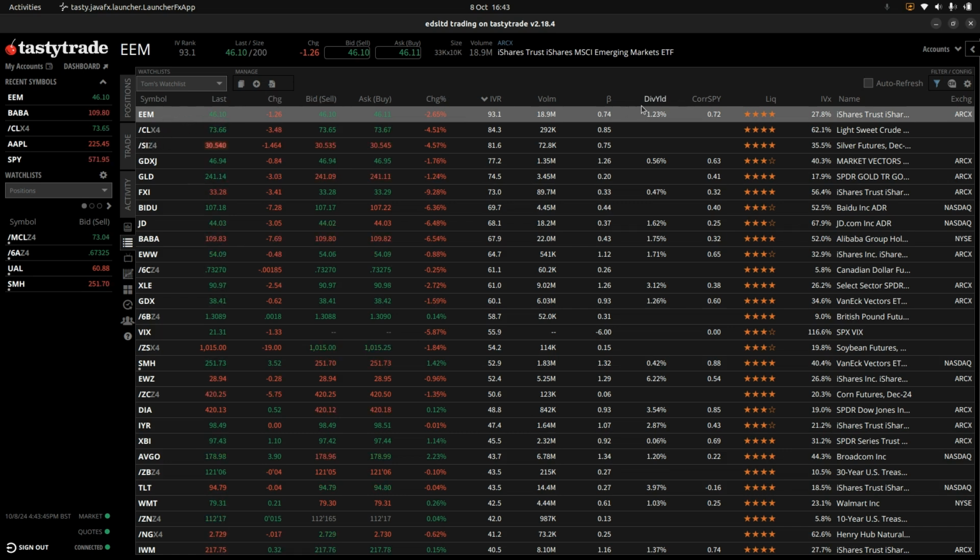So EEM looks fairly decent. We've got 4 out of 4 stars on the liquidity rating. Most ETFs usually are pretty liquid. We've got a correlation to the SPY of 0.72. And we've got an IV rank of 93.1. It's currently trading at about $46. So it almost certainly won't require much buying power. So it'll probably be suitable for most accounts. So let's have a look at EEM.